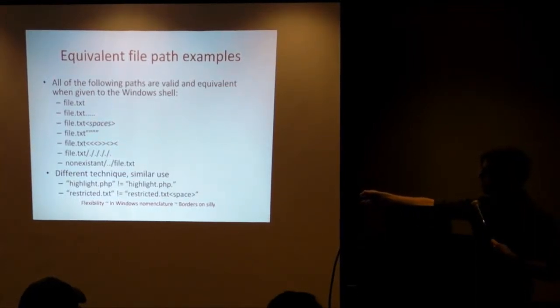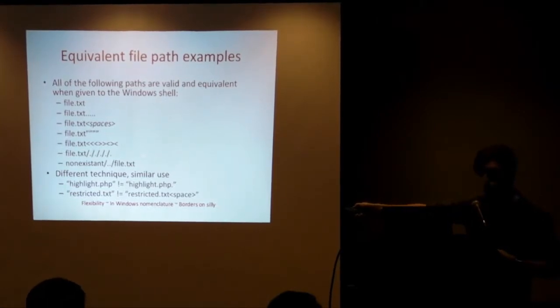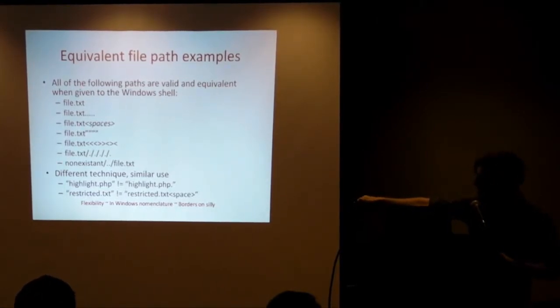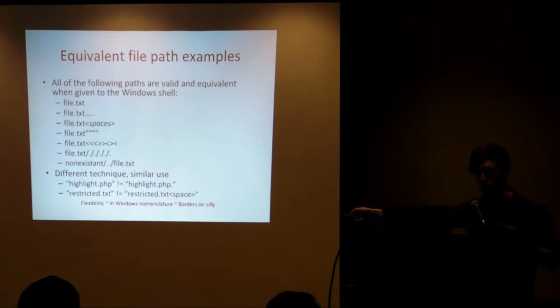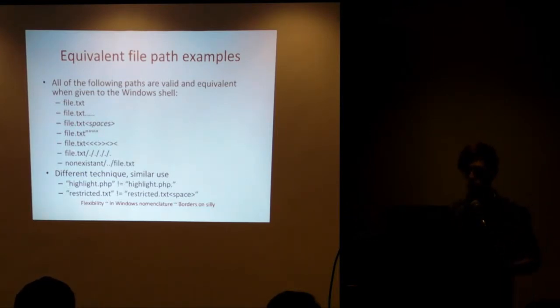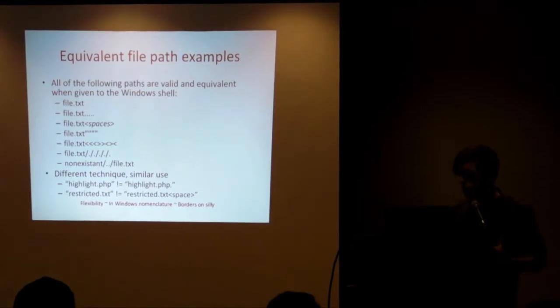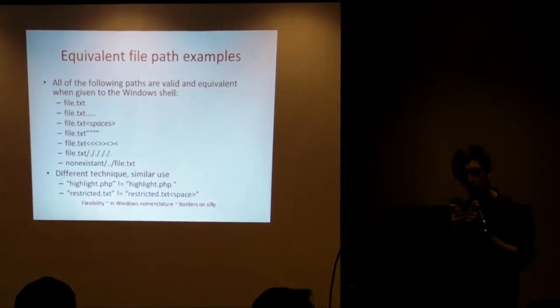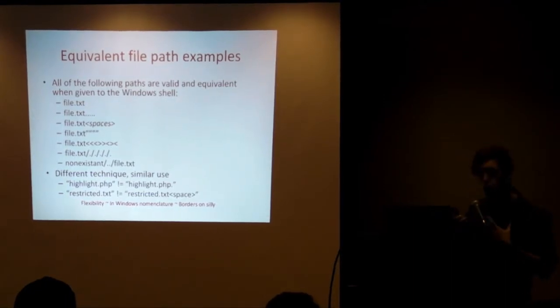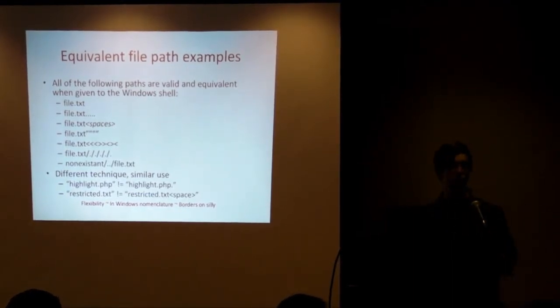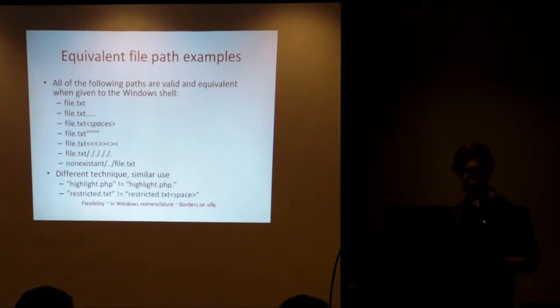Different examples here, all of these will refer to file.txt in the current directory. Every single one of these. So this gives us some flexibility in what we can request in terms of the file. And so if you're trying to write a filter for this, you just kind of want to die a little bit. But this is a different way of mangling the file name, but we can use it in the same way.